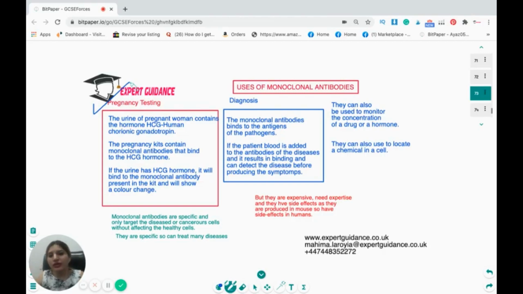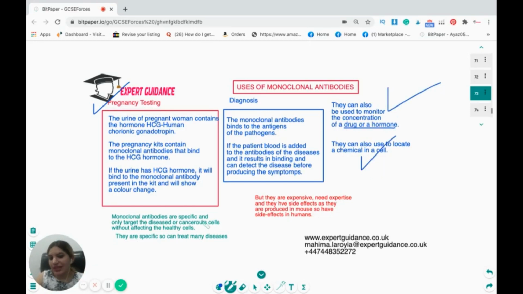Monoclonal antibodies bind to the antigens of the pathogen. So if the patient's blood is added to the antibodies of the disease and it results in binding, that can help us to diagnose whether a person is suffering from that particular disease or not. Monoclonal antibodies can also be used to monitor the concentration of a drug or a hormone. They can also be used to locate a chemical in a cell.